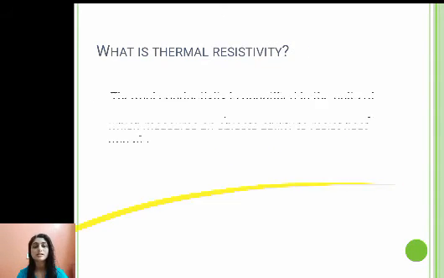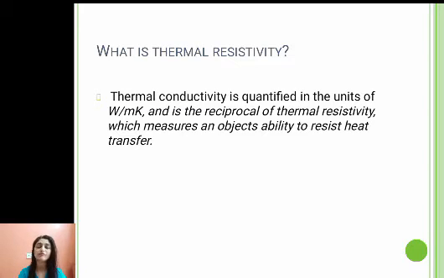Now, similar to thermal conductivity, we have one more term which is thermal resistivity. So, thermal conductivity is quantified in the units of watt per meter Kelvin, and it is also defined as the reciprocal of thermal resistivity. Now, what is thermal resistivity? It is an ability to resist heat transfer.